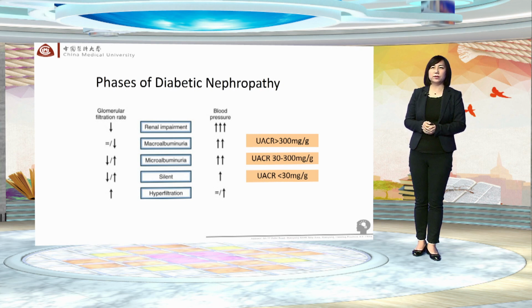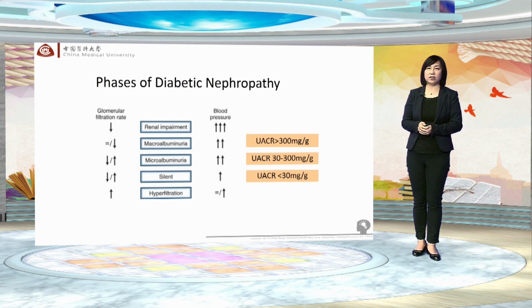Screening for albuminuria can be most easily performed by urinary albumin to creatinine ratio in a random spot urine collection. Normal UACR is defined as less than 30, and high urinary albumin excretion is defined as more than 30. Microalbuminuria is defined as UACR 30 to 300. Macroalbuminuria is defined as UACR over 300.